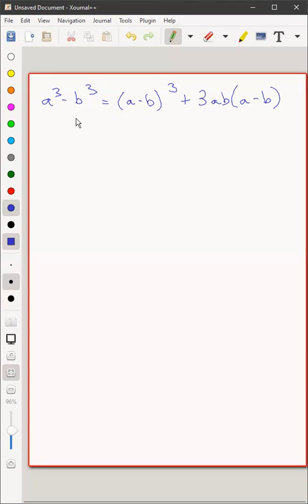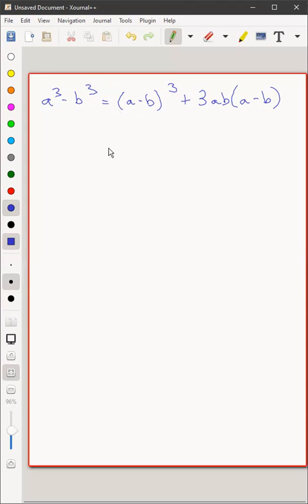Right. Samita, did we do this earlier? Repeat this one, Samita. Yes, sir. So a minus b whole cube plus 3ab. What is that? The first part, left hand side, a cube minus b cube is equal to, say the entire identity. Okay. A cube minus b cube is equal to a minus b the whole thing cube plus 3ab into a minus b. Okay. Yes, sir.